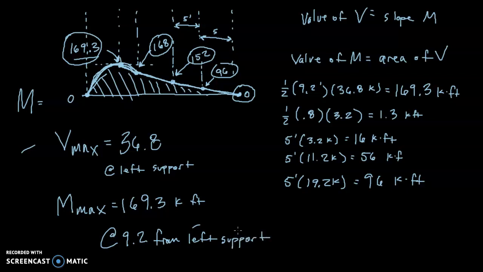Okay, so that's what these diagrams tell us. That's why they're important. So we know the maximum shear and the maximum moment and where they occur. That will be necessary information to know when we design these beams.